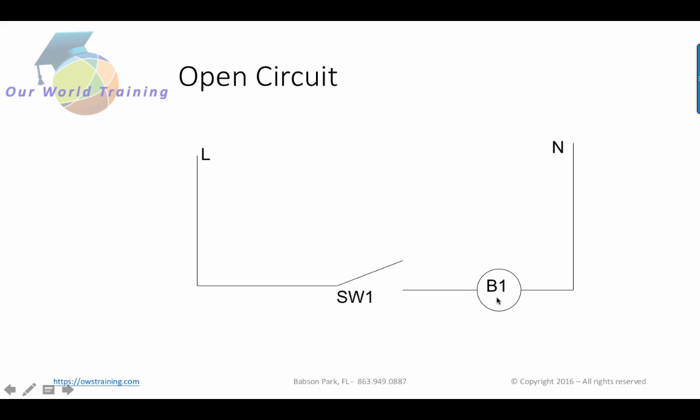Therefore, light bulb B1 will not be energized. Again, there's a break in the circuit. Now if I close the switch, then we would have a complete path for electricity to flow.